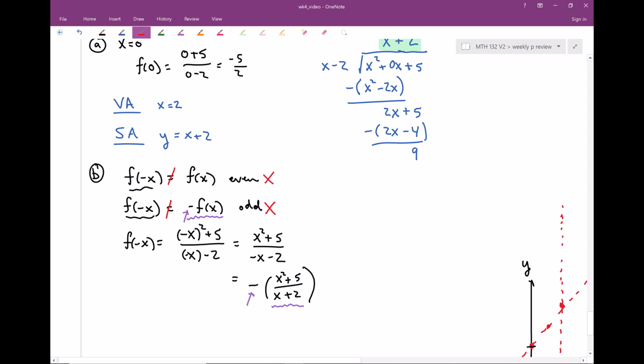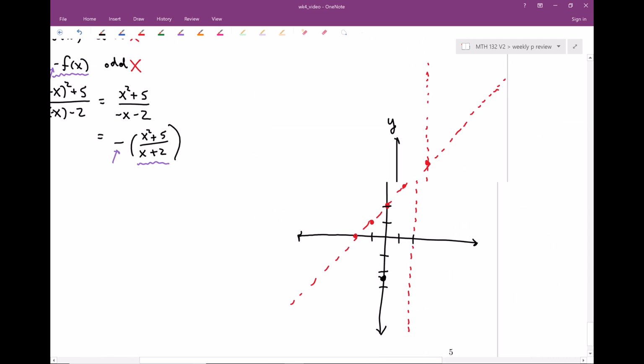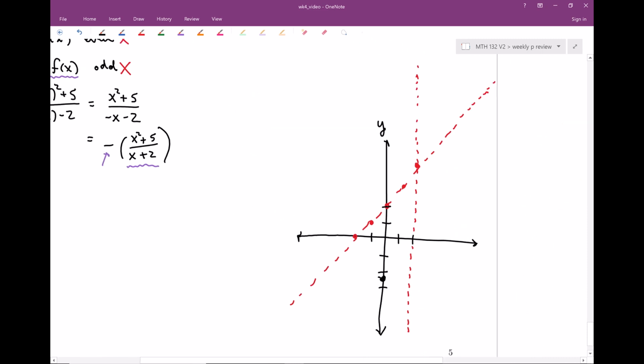And so when we sketch our graph at the end of the day, we'll see that it's not symmetric about the origin and it's not symmetric about the y-axis. And in fact, the vertical asymptote at 2 and not at negative 2 is saying that it had really no hope of being symmetric, either even or odd.